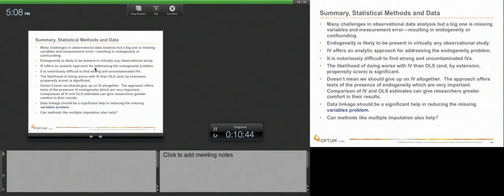But the methods themselves are still valuable because they give you a test. If nothing else, they give you a test for whether you've got an endogeneity problem or not. And that's a really important thing to know, because if you have a significant coefficient on that error term variable in your outcome equation, it tells you I should be cautious about the strength of the evidence I'm getting from this study.